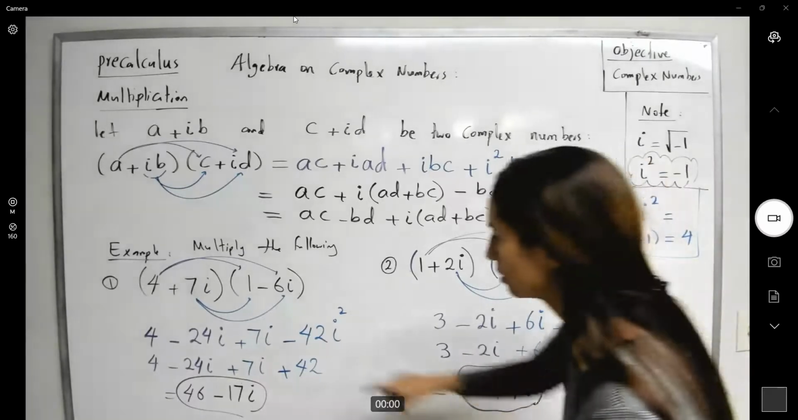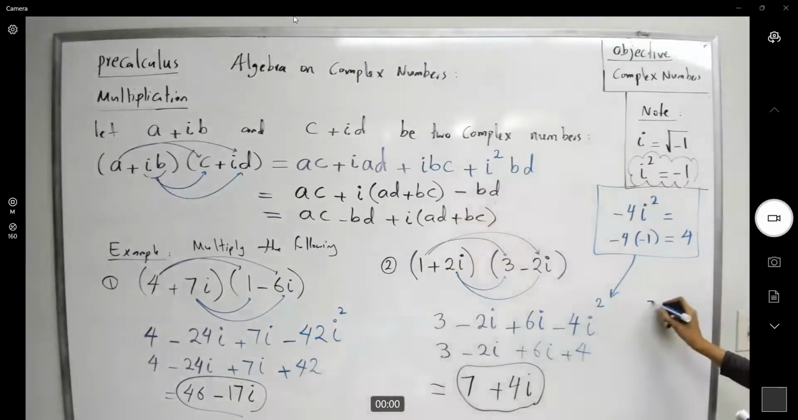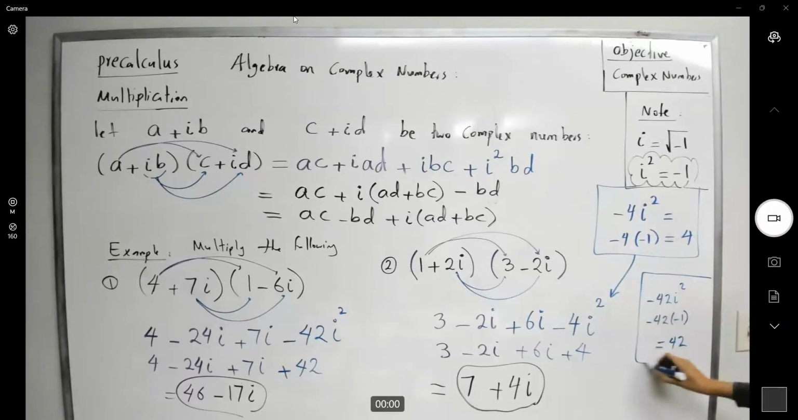So the same here, negative 42i squared. I squared is negative 1. Wherever you see i squared, you copy negative 1. Negative 42 times negative 1 is positive 42.